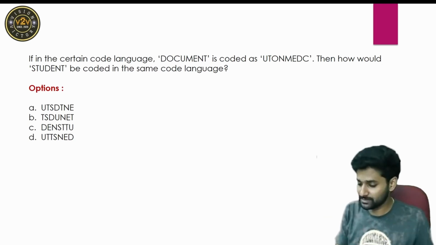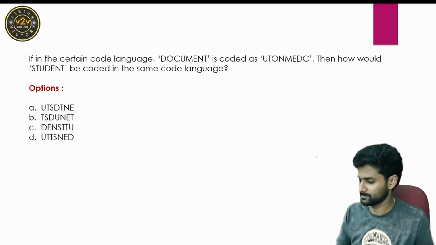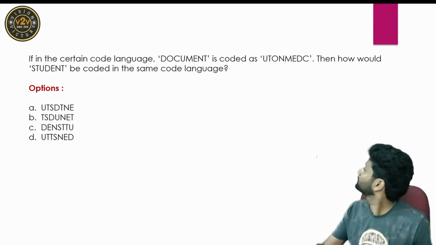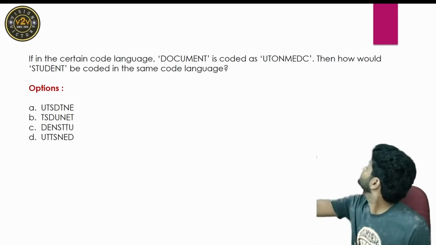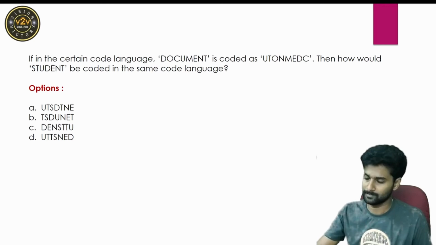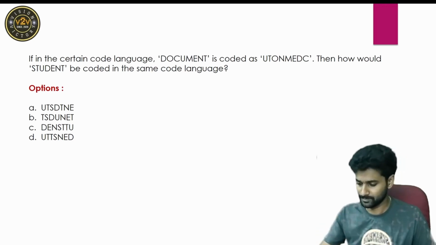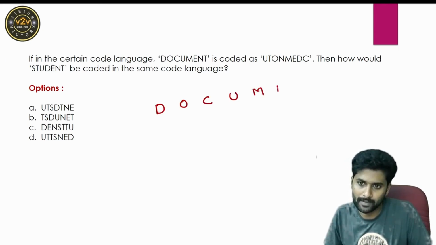Now try to solve this question. Now see the next question here. In a certain code language, DOCUMENT can be coded as U T O N M E D C.